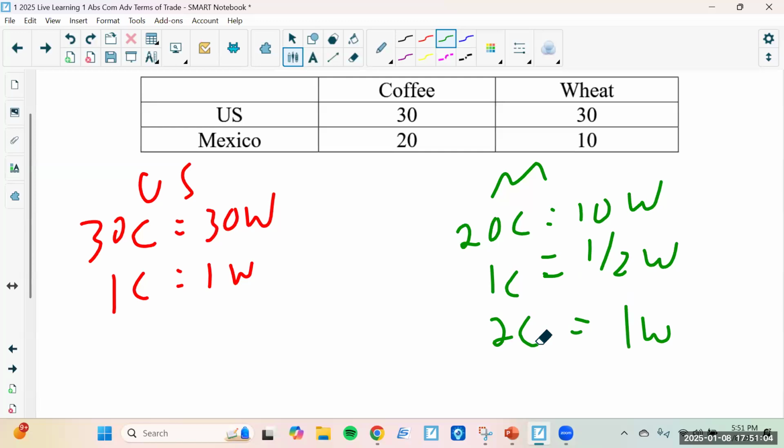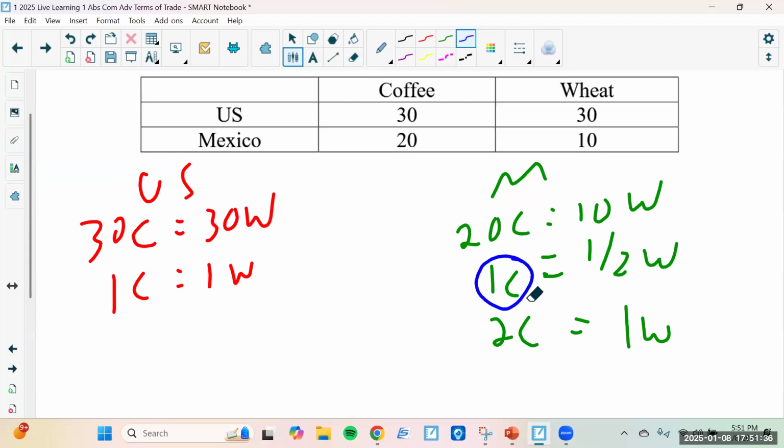Now what we do is compare them to figure out who should produce coffee and who should produce wheat. The opportunity cost of producing coffee for Mexico is a half of a wheat. The United States gives up a whole wheat. The world would rather lose a half of a wheat by Mexico producing the coffee, because the world loses a half of a wheat every time Mexico produces coffee. If the United States produces the coffee, the world would lose a whole wheat.